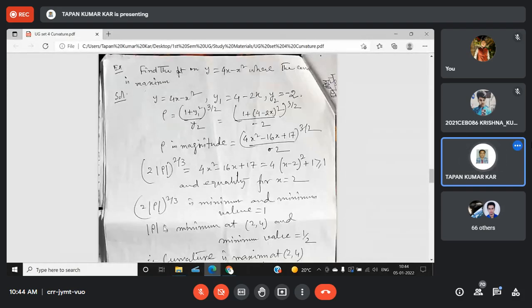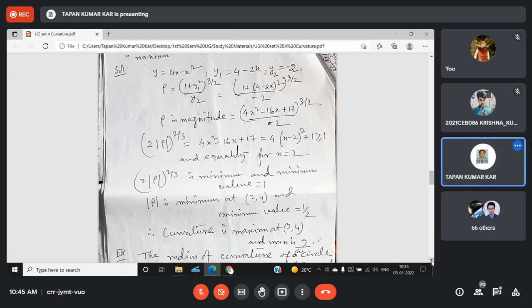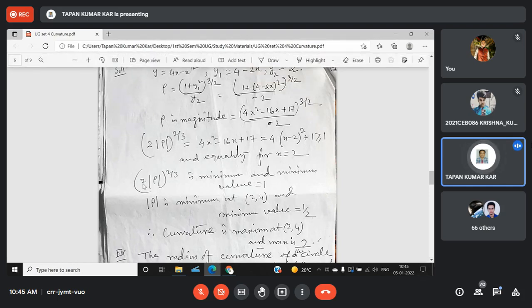So this is the minimum, and the minimum value is what? The minimum value is 1. Clear? Its minimum value is 1. So rho is minimum at (2, 4), and its minimum value is 1. Sorry, half. Here it is multiplied by 2, so its minimum value is half.